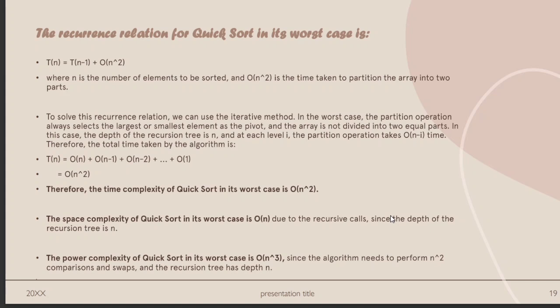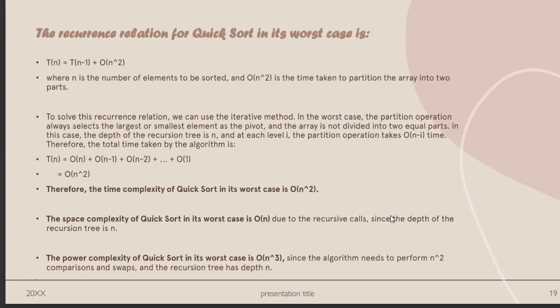To solve this recurrence relation, we can use the iterative method. Therefore, the total time taken by the algorithm is T(n) equals order of n plus order of n-1 plus order of n-2 plus order of 1. So the recurrence relation of quicksort in the worst case is order of n to the power 2. Therefore, the time complexity of quicksort in its worst case.